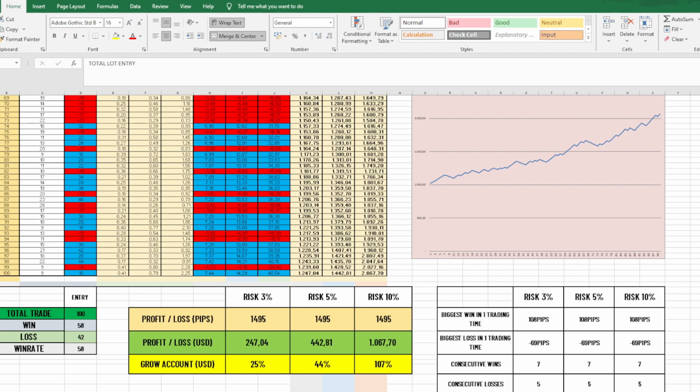8. In terms of account growth, we can expect around 25% growth with a 3% risk, 44% with a 5% risk, and 107% with a 10% risk. 9. This scalping trading strategy achieved its largest victory of 108 pips in a single trade, with the largest loss being -69 pips in one trade.